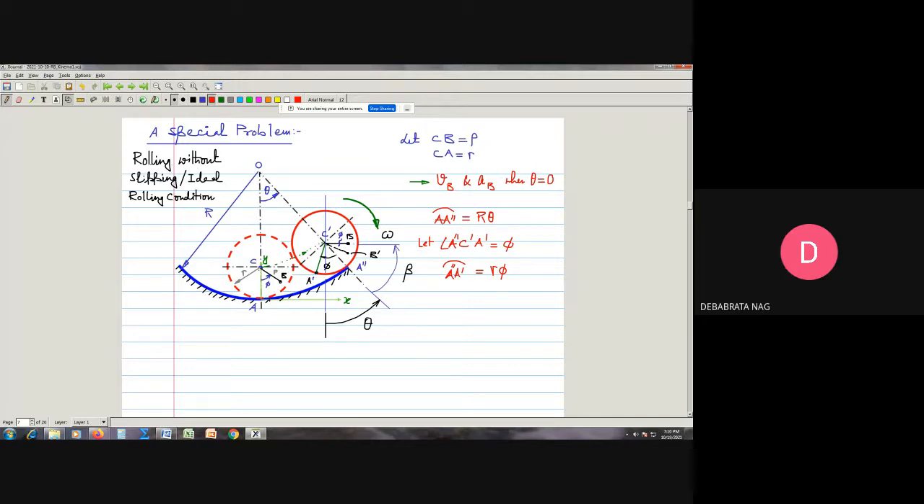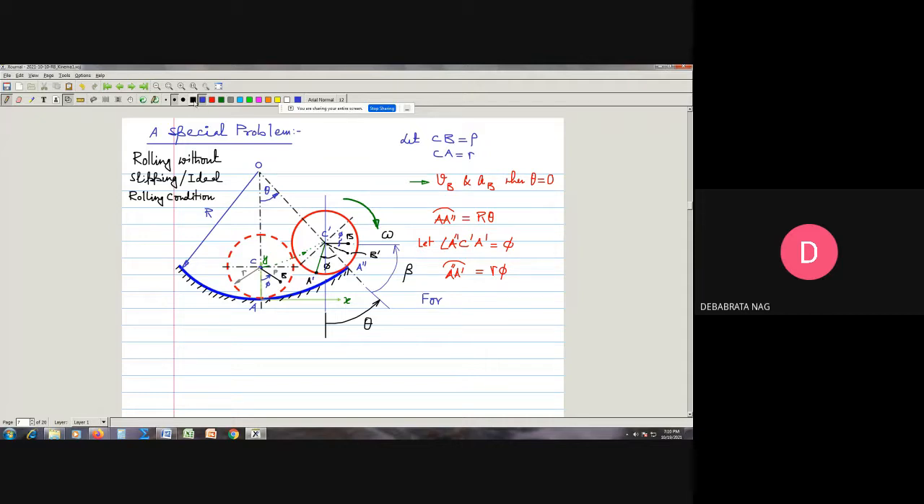So as rolling without slipping is concerned, these two distances must be equal. That means the amount of translational motion must be equal to the amount of rotational motion. This is the distance traveled due to the translational motion. This is the distance traveled due to the rotational motion. Because of the perfect rolling condition, these two should be equal.